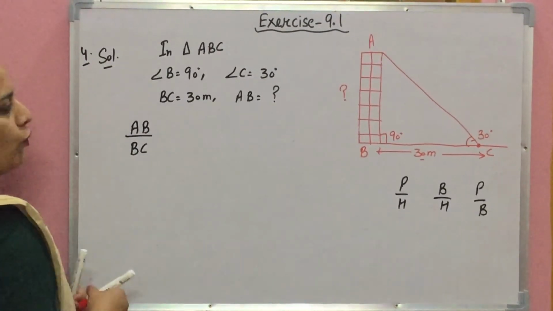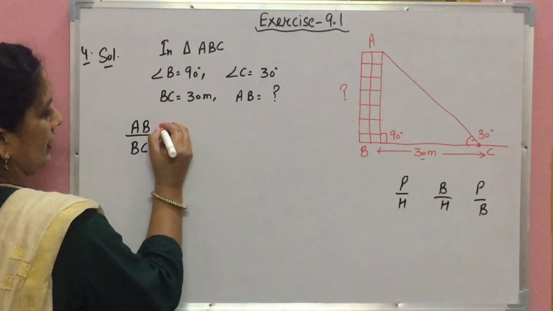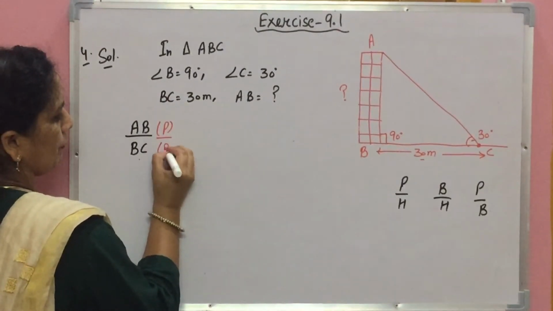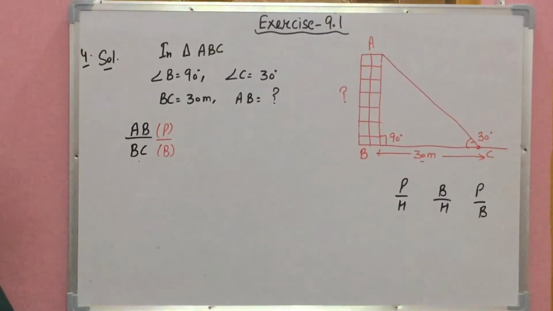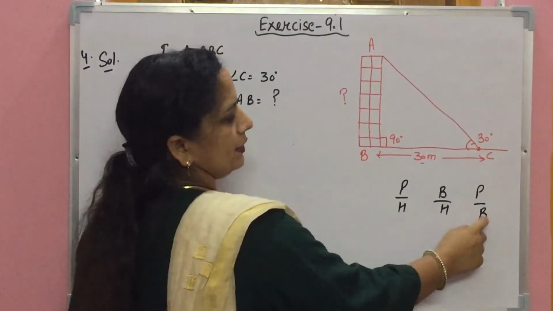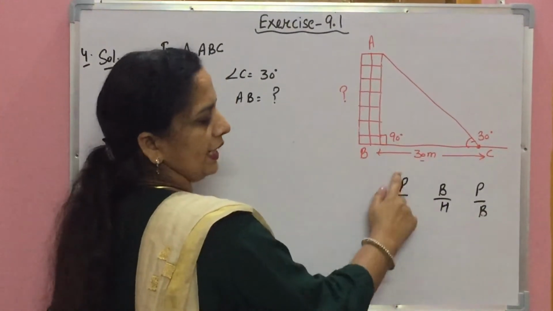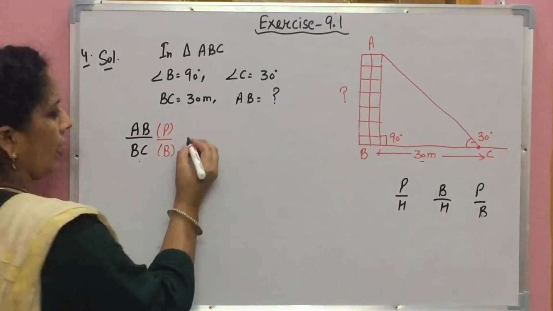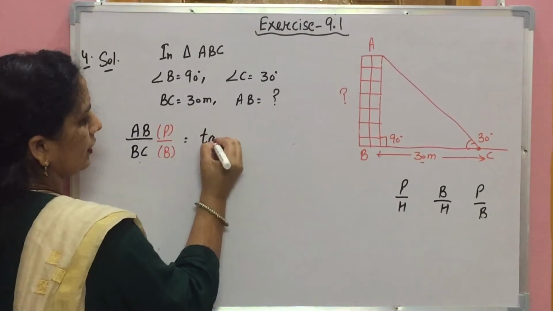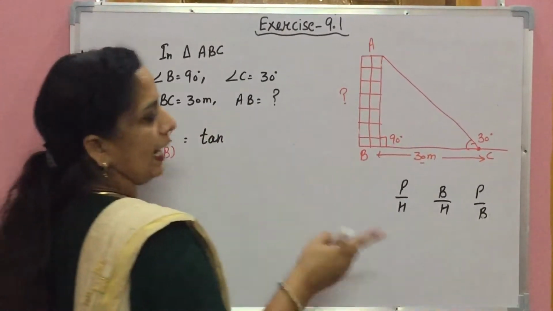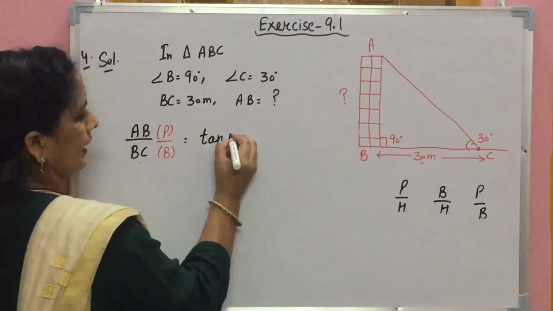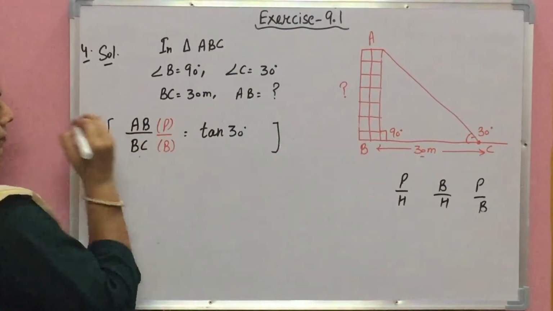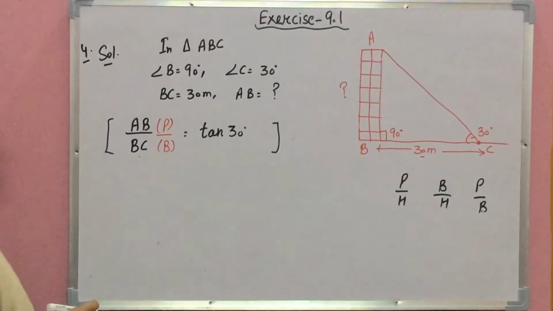AB from the triangle AB is perpendicular and BC this is base. So P by B, this is tangent, this is formula of sine, this is cos, and this is tangent. So this is the formula of tangent theta, and theta angle in this triangle is 30 degree. So this is main step of this question.